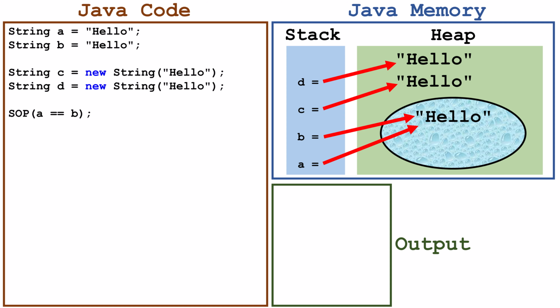Now let's look at this line of code. For this lesson, SOP stands for System Out Print Line. A double equals B checks if the variables have the same data stored on the stack.